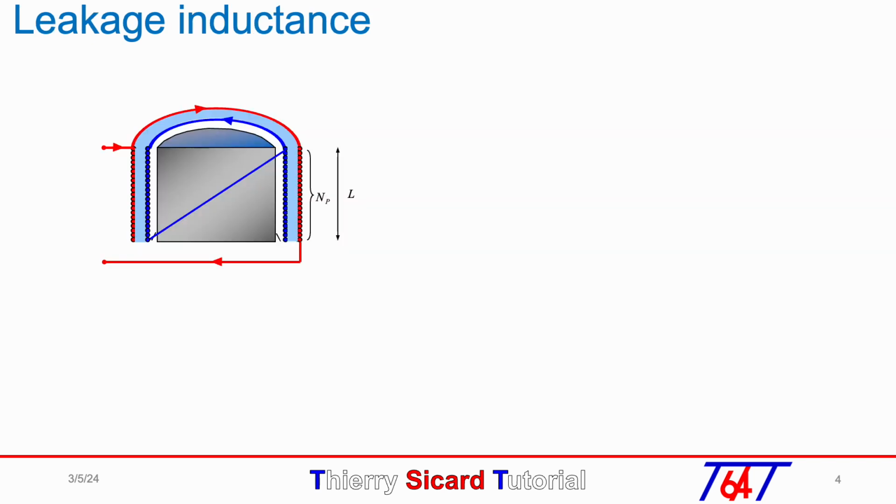In this example, we have a transformer with Np turns and a magnetic length L. To measure the leakage inductance, we short the secondary coil, so the magnetic flux is mainly located between both coils with a permeability μ0. As Ns equals Np, NSIS equals NpIp. Magnetic flux in the magnetic circuit is almost 0.